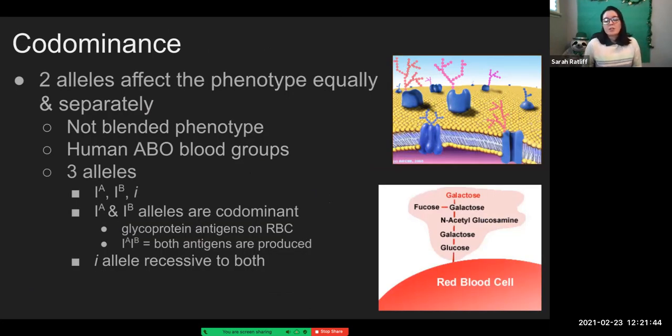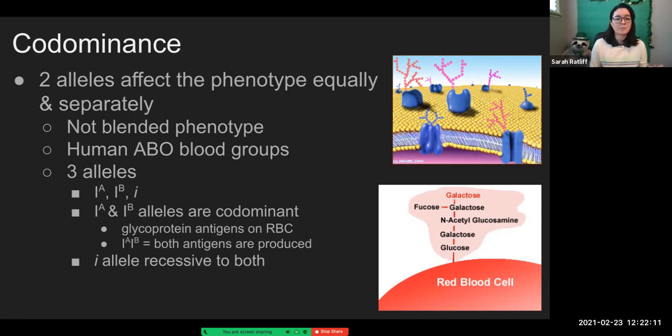All right, now we're going to move on to a new one called codominance. Codominance is when two alleles affect a phenotype equally and separately. So with incomplete dominance, we're blending them together. They're going to be one trait. Codominance means that those two alleles are going to be present equally and they're not going to mix. They're going to be separate.